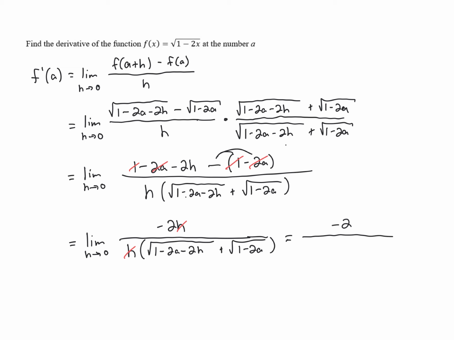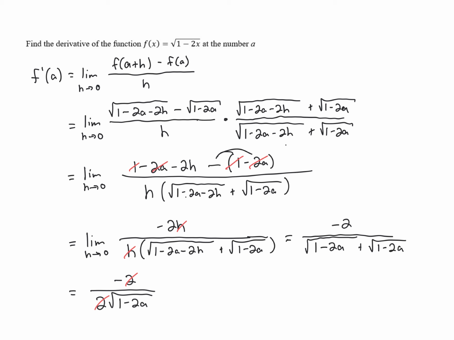There's no more multiplying to do. So when we plug in 0 for h down here in the denominator, this is just going to be the square root of 1 minus 2a, because that h term is going to vanish, plus another square root of 1 minus 2a. And whenever we have anything plus itself, that is just 2 times that thing. And so our denominator is going to be 2 times that square root of 1 minus 2a. And that's our denominator. Our numerator is negative 2, and we can cancel out the 2's.